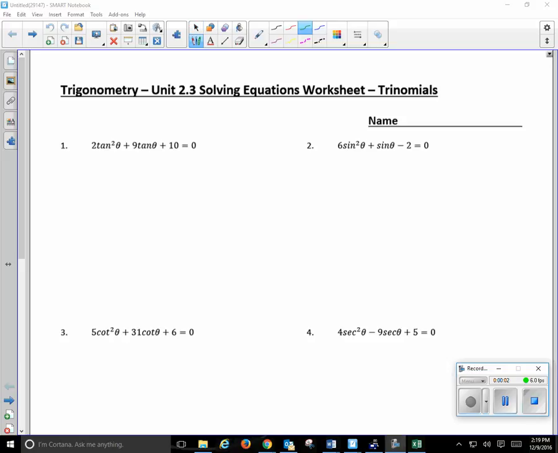Okay, here we go. Suppose you have 2x squared plus 9x plus 10 equals 0. A little bit of a review from our time in Algebra 2. Do you remember what you do to solve that equation? You factor it, yeah. And what you do is you look for factors of 2x squared. You're going to have a 2x, and you're going to have an x.